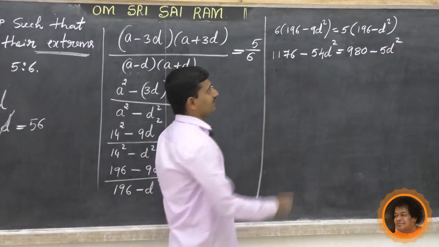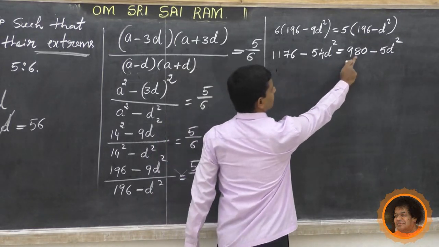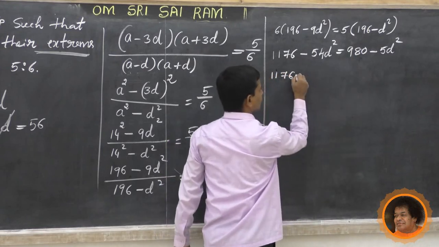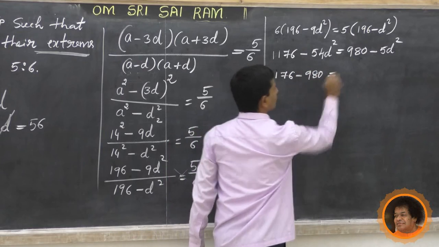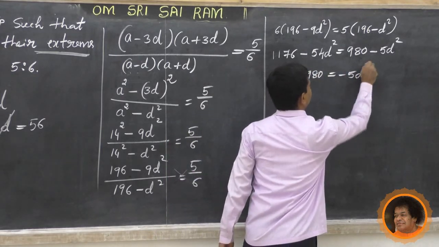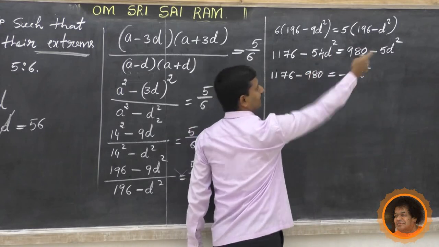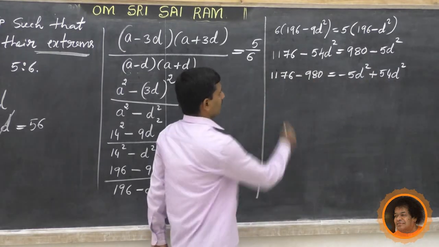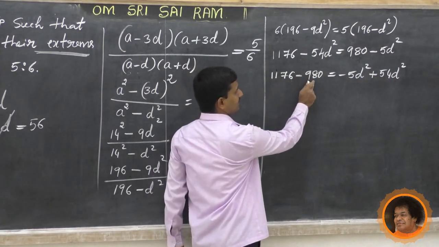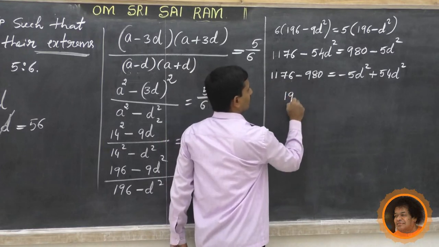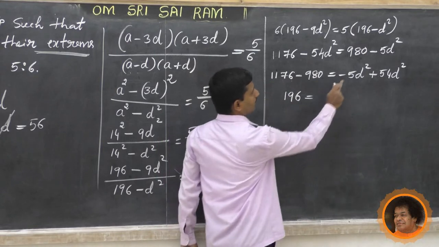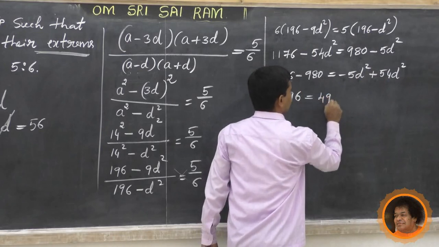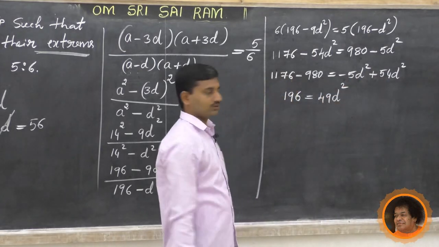Now transpose the constant term and the variable term. Here the constant term is 980, transpose to the left hand side: 1176 minus 980 equal to minus 5d². Transpose minus 54d² to the right hand side, plus 54d². 1176 minus 980 is 196, equal to minus 5d² plus 54d², that is 49d². So what is the value of d?